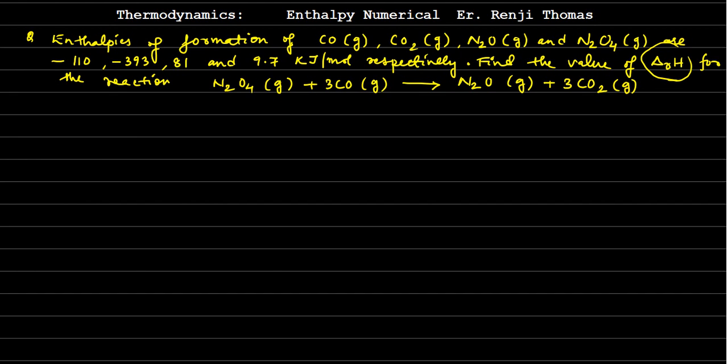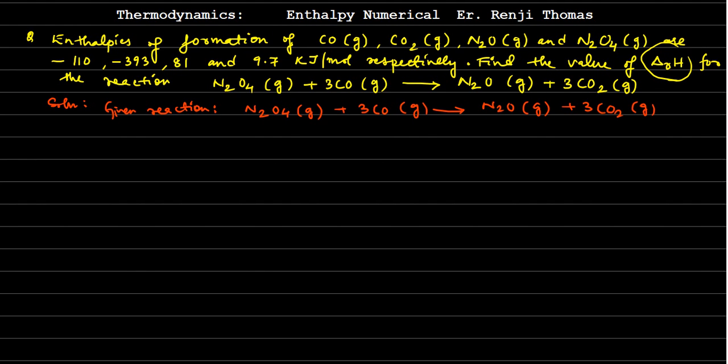So first of all, I use a different color pen here. First of all, I'm going to write the reaction for everyone here. First and foremost, you have to write the given reaction. So given reaction, my dear students, I want you to write this reaction once more. N2O4 gas plus 3CO gas gives N2O gas plus 3CO2 gas. So this is the given reaction, my dear students. So we'll be solving this sum now, right?